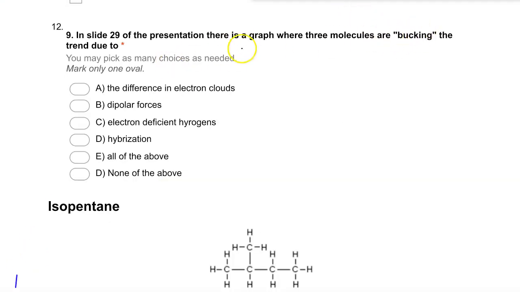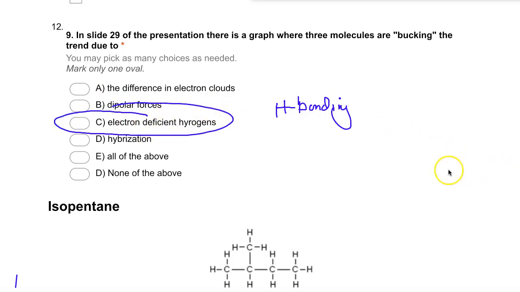So what's bucking the trend is H bonding, and H bonding is due to electron deficient H's, okay? So there you go. That's choice C.